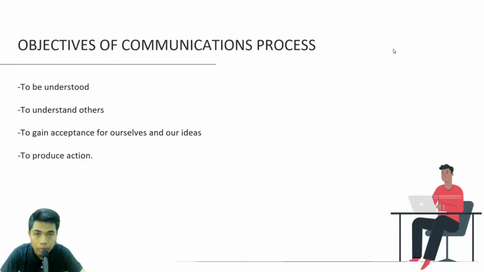Firstly, we're going to take a look at the objectives of the communication process. First, we got to be understood. Using communication, other people will find out about ourselves, for example, our advantages and disadvantages. Next, to understand others. By communicating with others, we can know about their feelings or any problems faced by them.